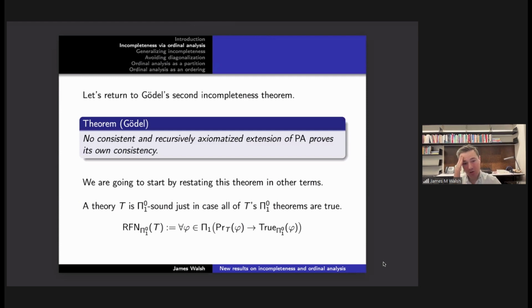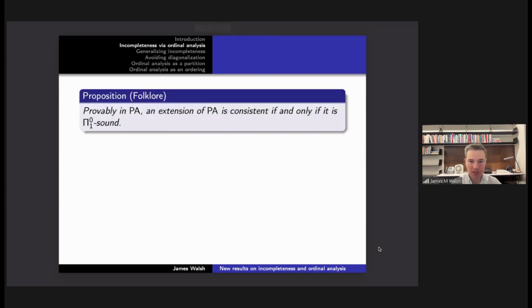Before I continue, I just want to remind you that a theory T is Π⁰₁ sound just in case all of T's Π⁰₁ theorems are true. Now you can actually codify the statement that T is Π⁰₁ sound in first order arithmetic. If you take, say, an effectively recursively axiomatized theory T, the statement that T is Π⁰₁ sound is going to be a Π⁰₁ statement in the language of arithmetic. I have it written right here. You just say for every φ in complexity class Π⁰₁, if T proves φ, then φ is a Π⁰₁ truth.